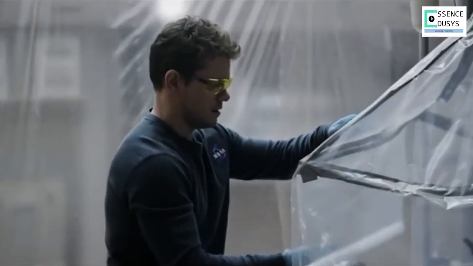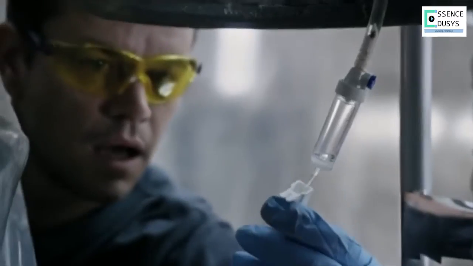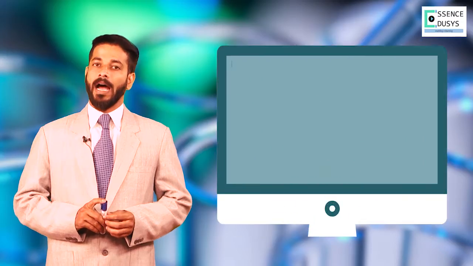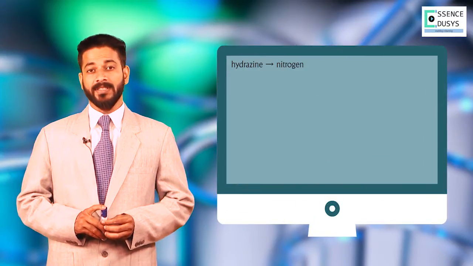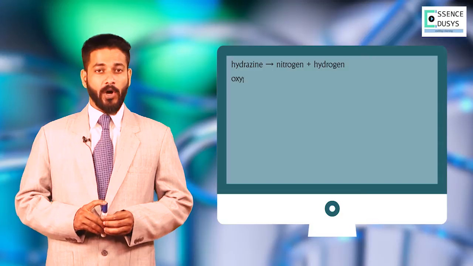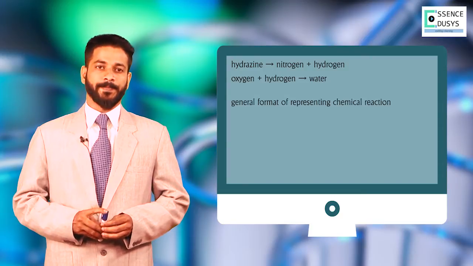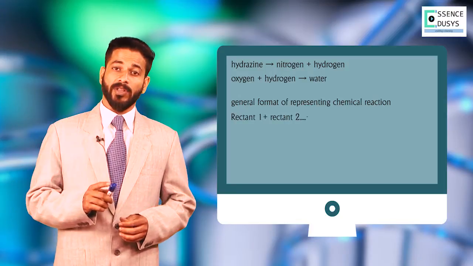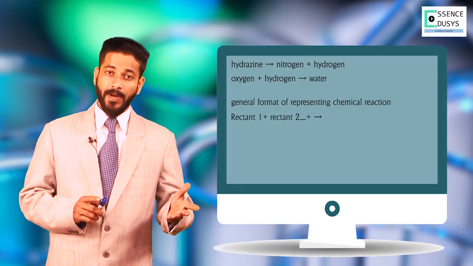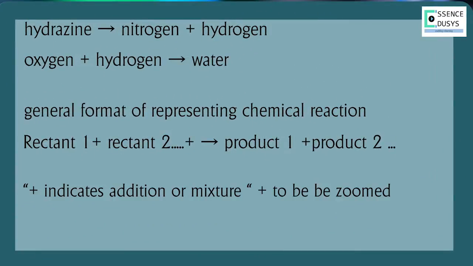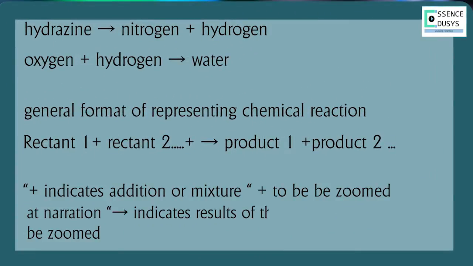Mark Watney's description of the chemical reaction can be expressed in words in the form of a word equation. Hydrazine gives nitrogen and hydrogen. Oxygen and hydrogen combine to form water. Reactants are written on the left hand side and products on the right hand side. Plus indicates the addition or mixture, and the arrow indicates the result of the reaction.